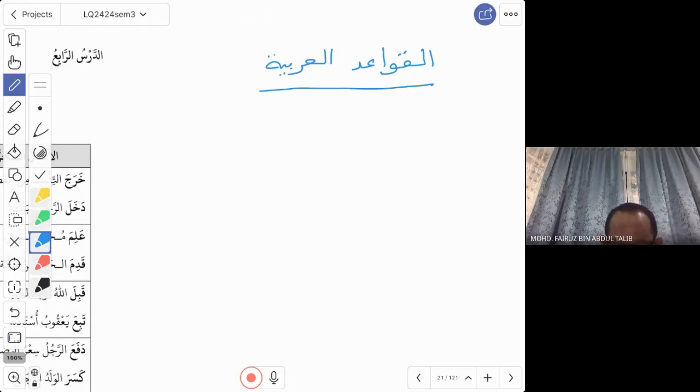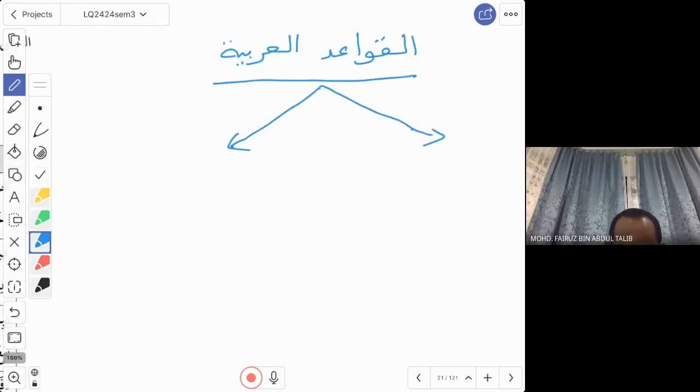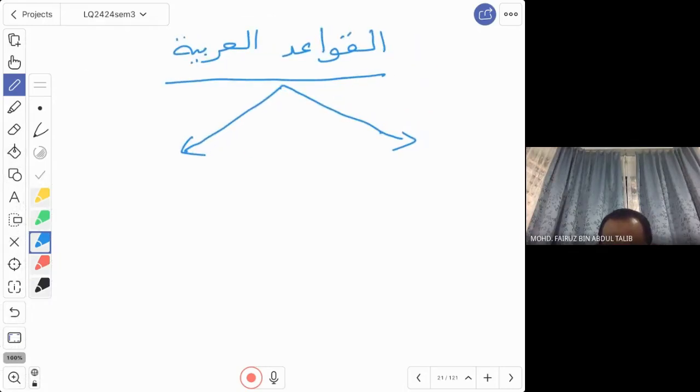Now, in al-qawaid al-arabiyya, in Arabic grammar, actually we can divide the qawaid into two parts, into two kinds of knowledge. The first part is called an-nahu. An-nahu is literally translated as the grammar. So an-nahu is where we learn in order to form correct sentences. Okay, so that is an-nahu.